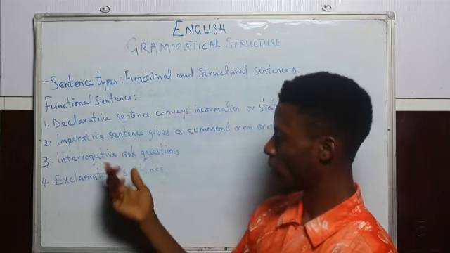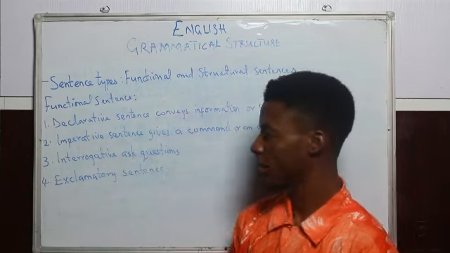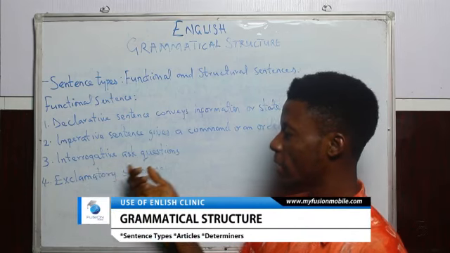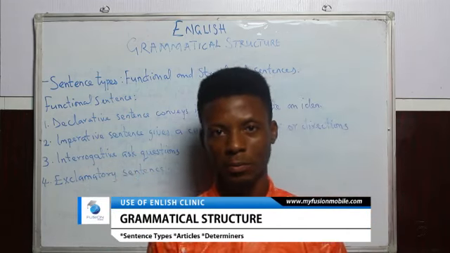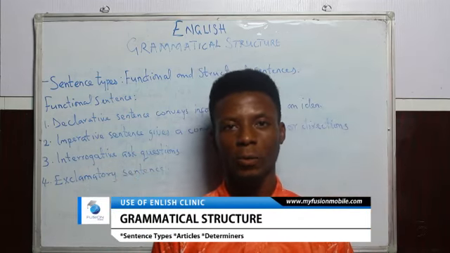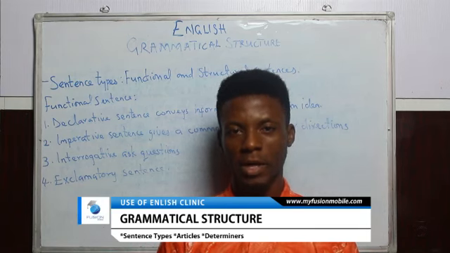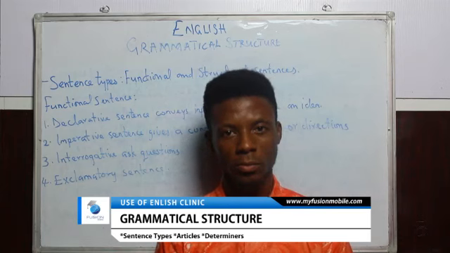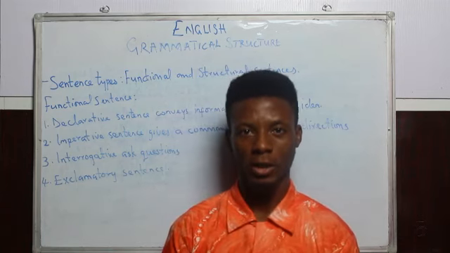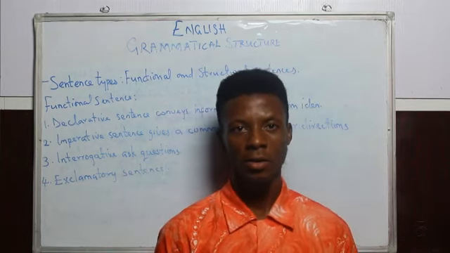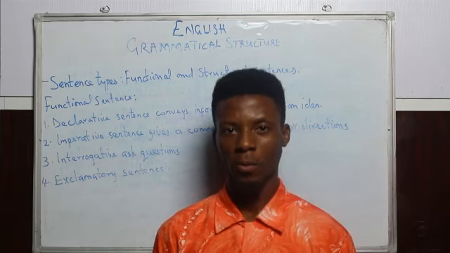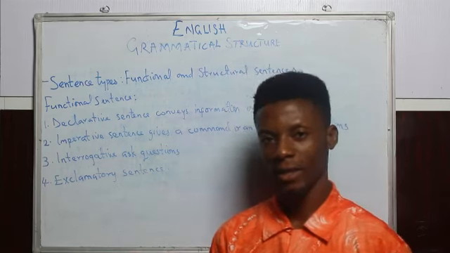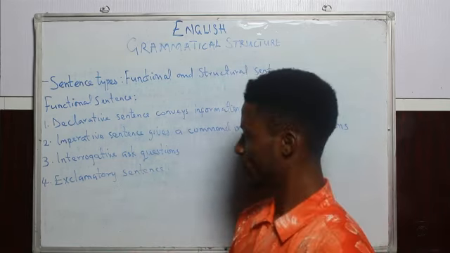We also have the interrogative sentence. This type of sentence asks questions and it ends with a question mark. It could be, will you be visiting tomorrow? Is your dad back from his journey? These are questions that are asked, ending in a question mark.